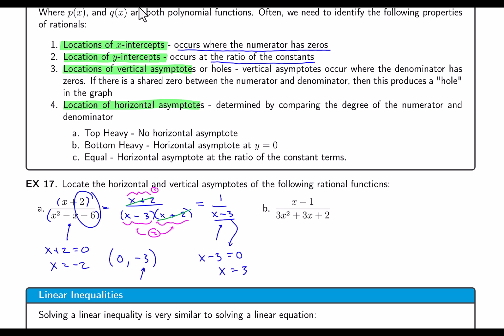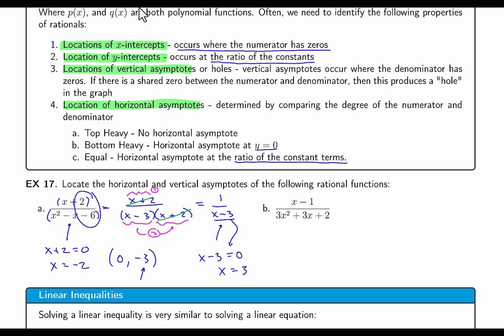Horizontal asymptotes, you just compare the degrees of the numerator and denominator. Either the function is top-heavy, which means you have a higher degree in the numerator, and therefore there's no horizontal asymptote. Or it's bottom-heavy, so you have a larger degree in the denominator, so therefore you have a horizontal asymptote at y equals 0. Or the degrees are equal, then you have a horizontal asymptote at the ratio of the leading coefficients. Okay, so let's look at all these things for the second one.